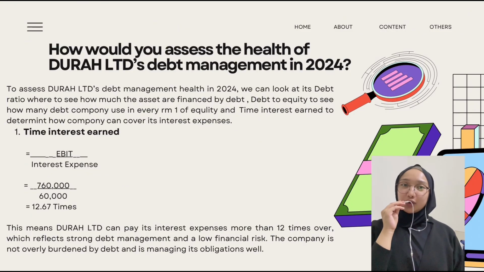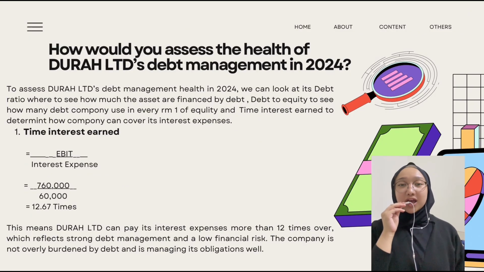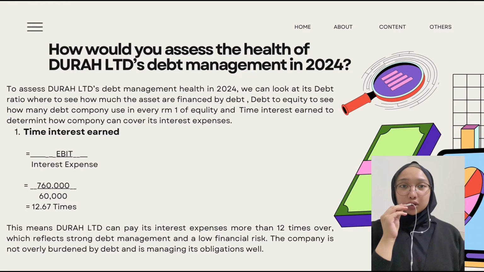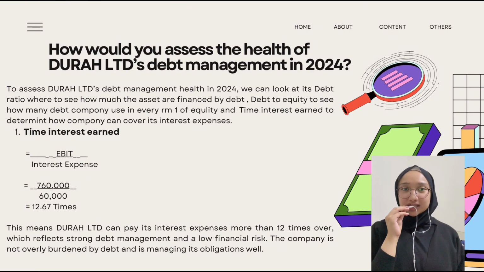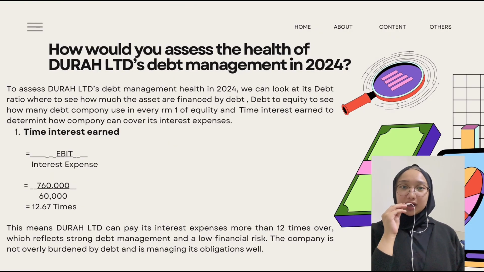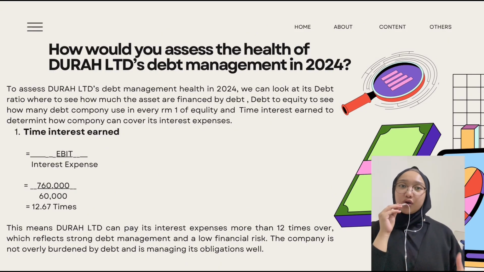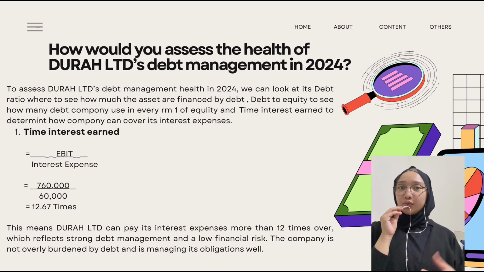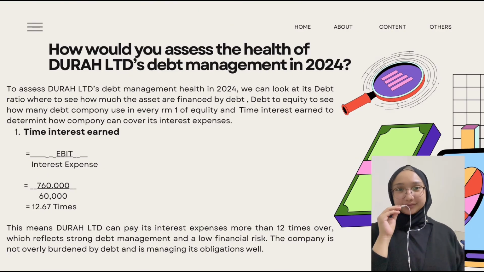So let's begin with times interest earned. The times interest earned from the calculation is 12.67 times, where we can interpret that Dura Ltd can pay its interest expenses more than 12 times over, which reflects strong debt management and a low financial risk. The company is not overly burdened with debt and is managing its obligations well.